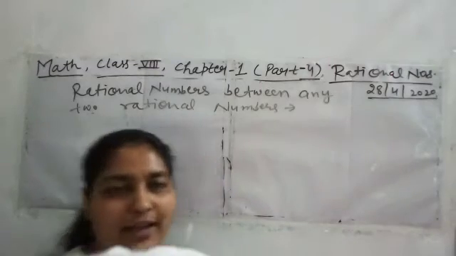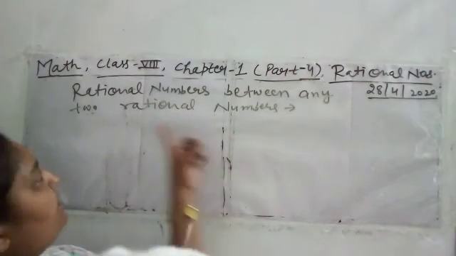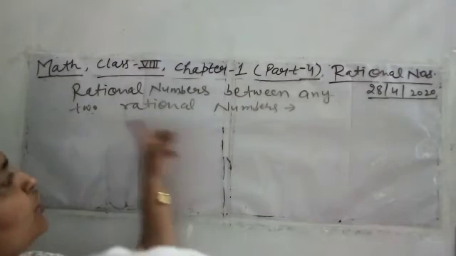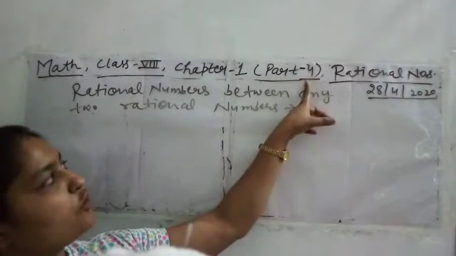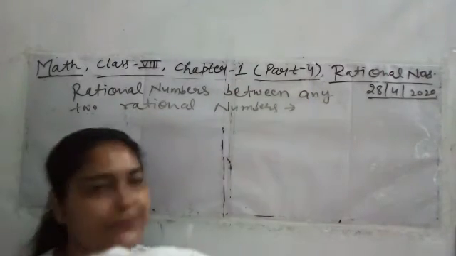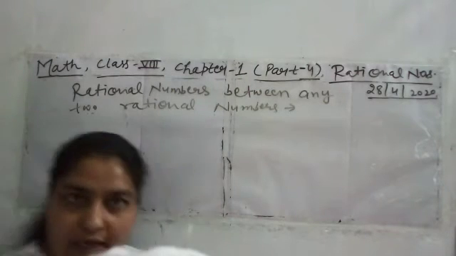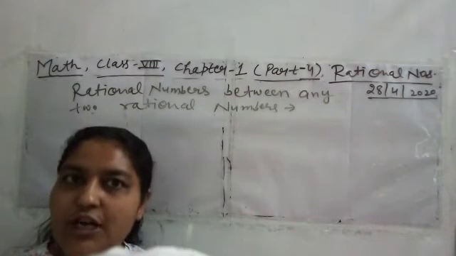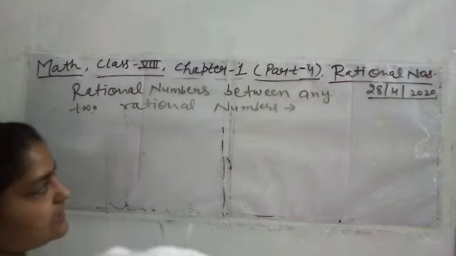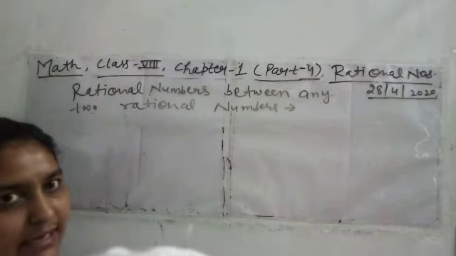Students, today we will do the concept of rational numbers between any two rational numbers. This is the fourth part of chapter one. Now if you have to take out rational numbers between two rational numbers, then what is the method? I am giving you one example here.